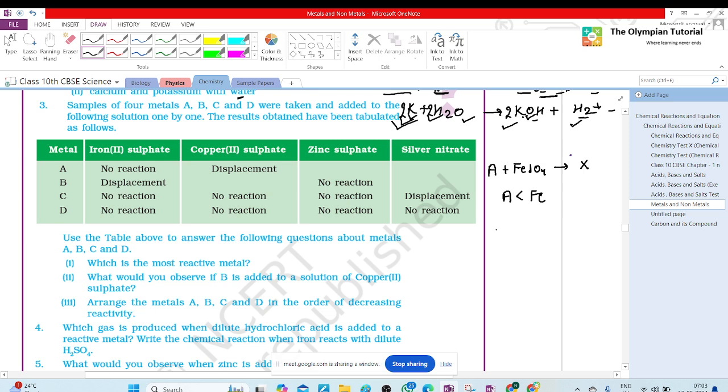Very good. Next, but it displaces copper, so it's more reactive than copper. In copper sulfate solution, a reaction takes place. It means A is more reactive than copper. Very good.